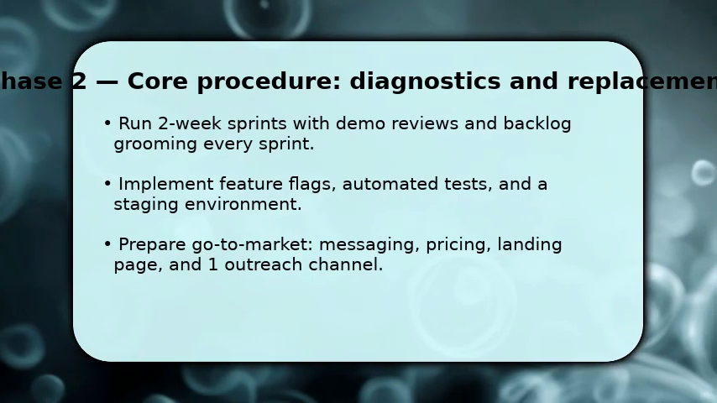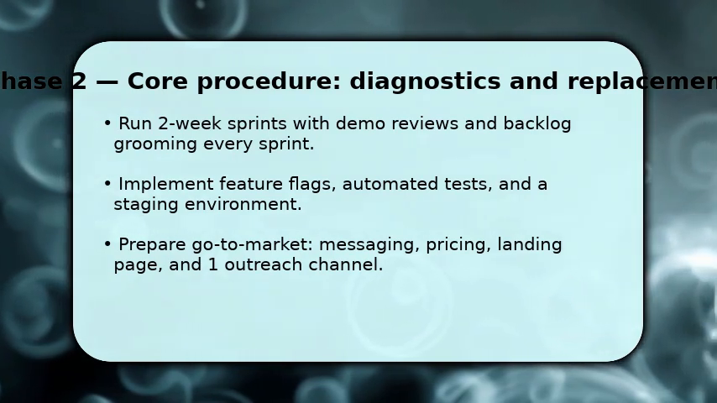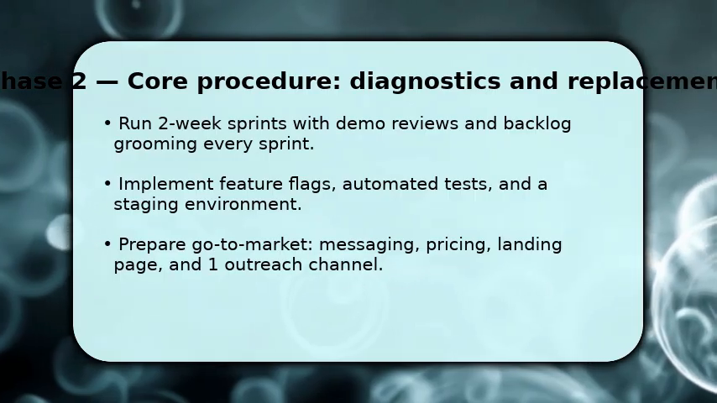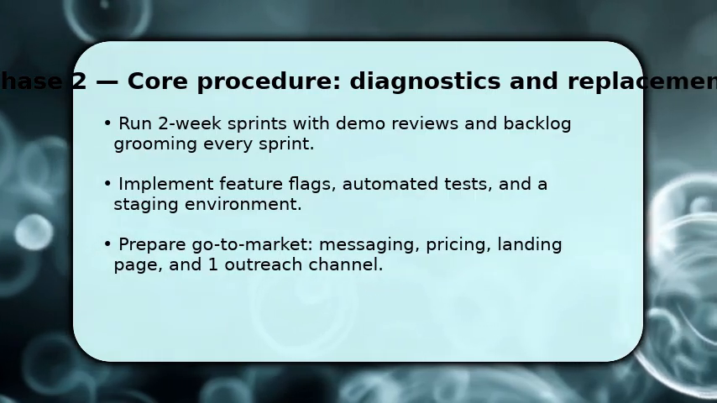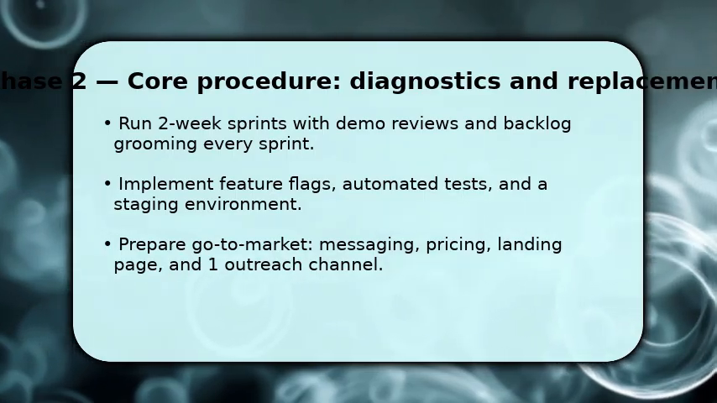You now move into focused execution. Run 2-week sprints and end each with a demo to collect real feedback, which lets you refine priorities. Meanwhile, implement feature flags and automated tests so you can deploy safely and keep a staging environment synced with production.